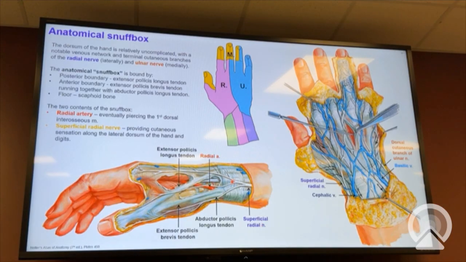But you'll see some of these branches. I find them all the time in dissections. They crawl over the back of your hands. It's just doing pure cutaneous innervation. And if you look down inside of the snuff box, you would see the radial artery. Definitely the most important component of the anatomical snuff box is the radial artery.